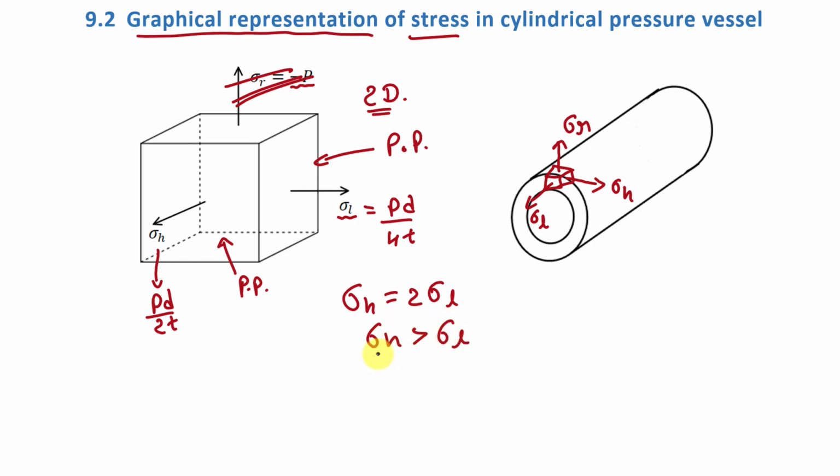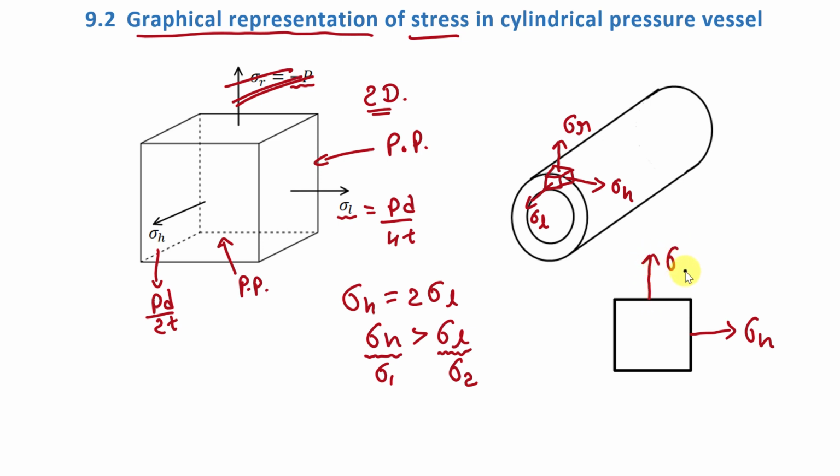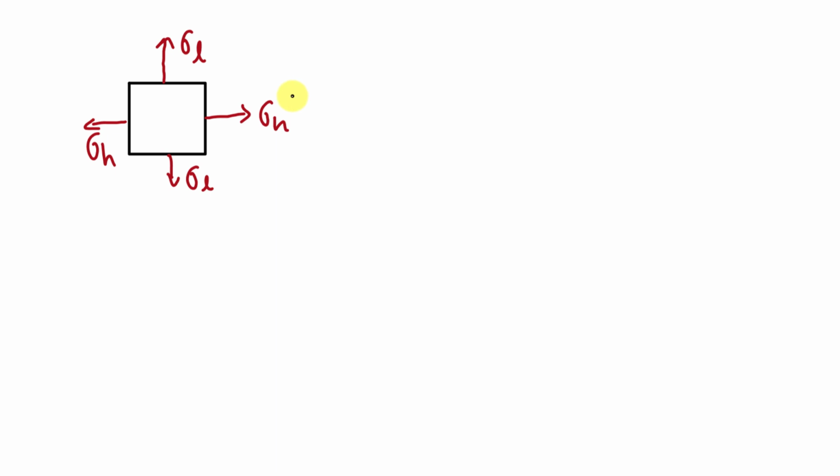So in our case we will take this sigma H, meaning the hoop stress, as maximum principal stress, and this longitudinal stress as minimum principal stress. Fine. We can also represent this state of stress in a 2D loading condition here. In this direction we will take hoop stress, and in this direction we will take longitudinal stress. Now here we know that sigma 1 is equal to sigma H and sigma 2 is equal to sigma L.